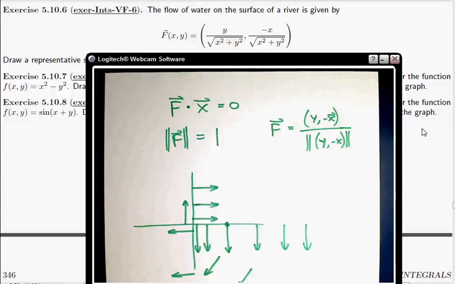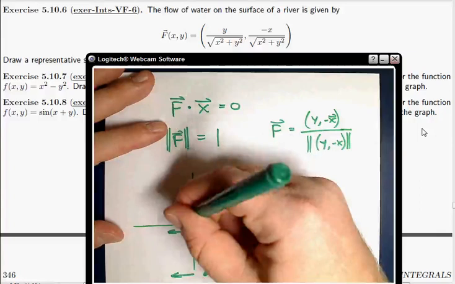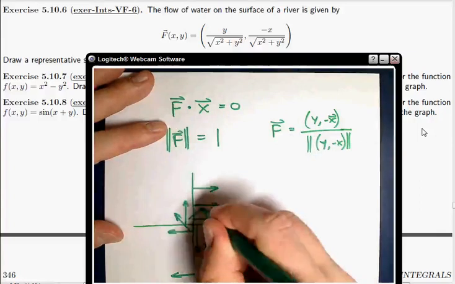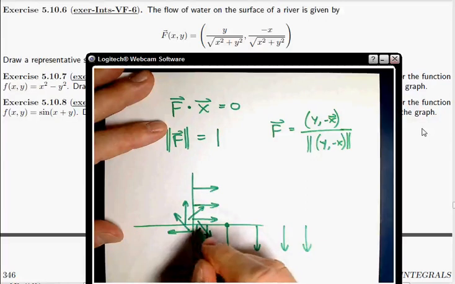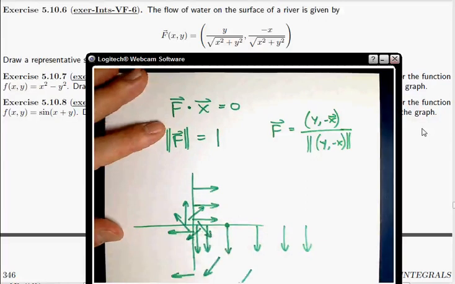Right. So it's a strange vector field, and let me just draw a couple more examples here. So, should be longer.